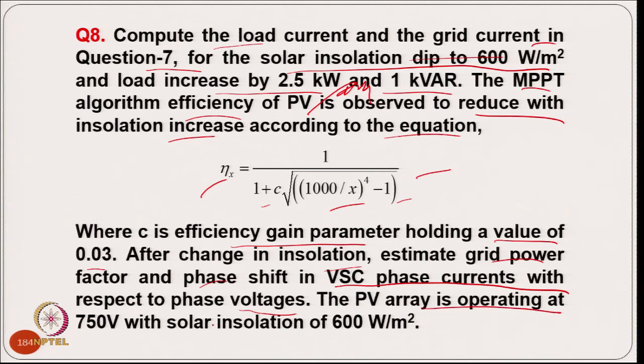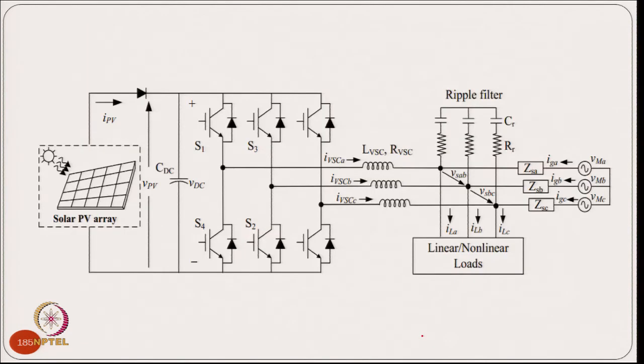The PV array is operating at 750 volt with the solar PV insolation of 600 watt per meter square. So, this is the configuration of the single stage system with the solar inverter, and you have a load here interfaced to the grid.